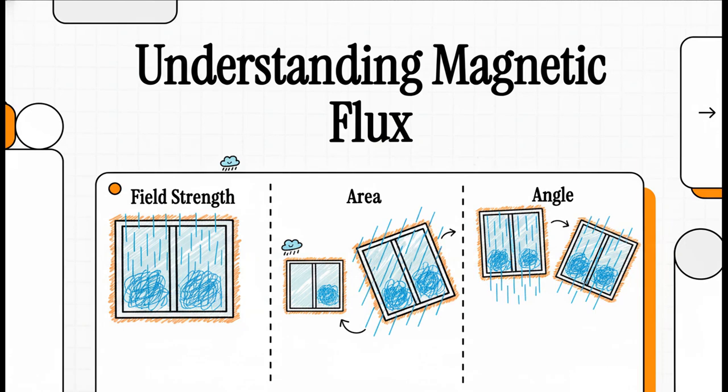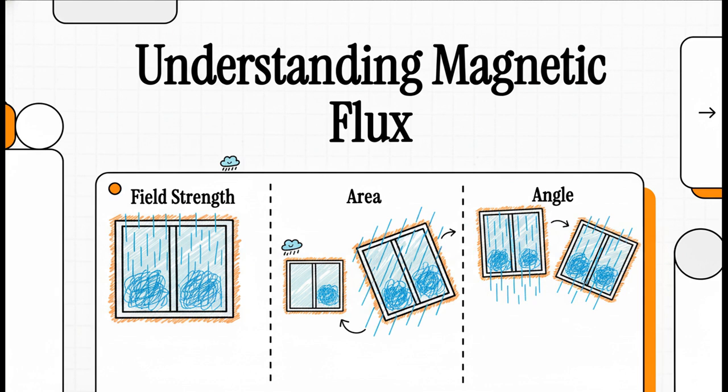Imagine you're standing in the rain, holding nothing but a window frame. If you tilt it flat, the maximum amount of rain pours right through it. But if you turn it sideways so it's just an edge to the rain, well, zero rain gets through. That amount of rain you're catching, that, right there, is magnetic flux.